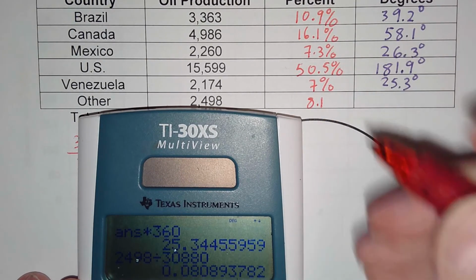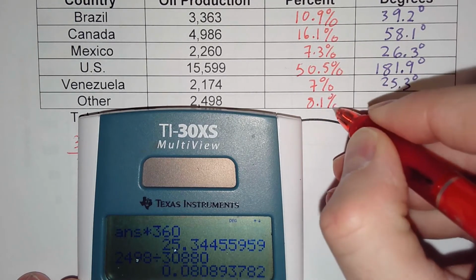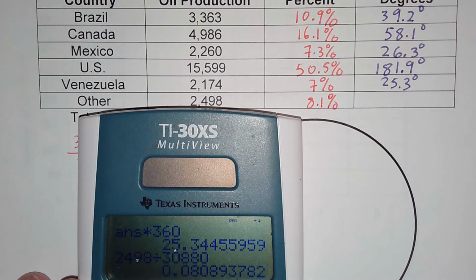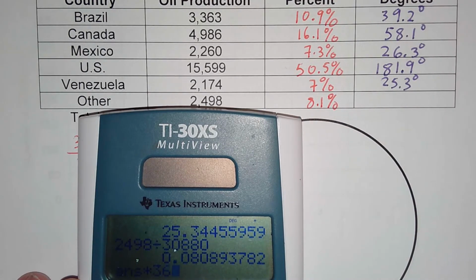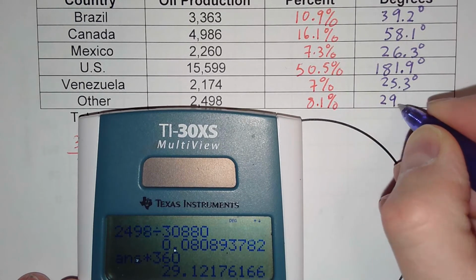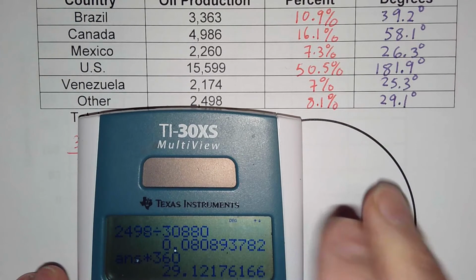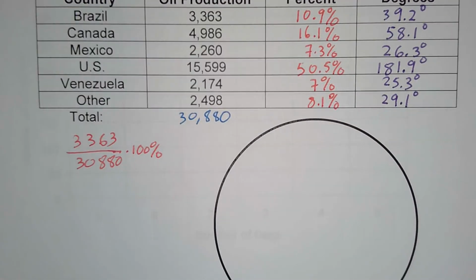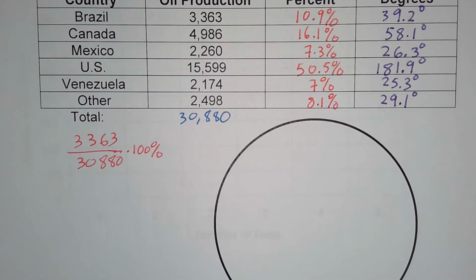Sorry, 8.1%. Excuse me on that error. And then multiply by 360. So it'd be 29.1 degrees. So all we're doing there is we're first just figuring out the percentage. Once we have the percentage, we then go ahead and we calculate the degrees.